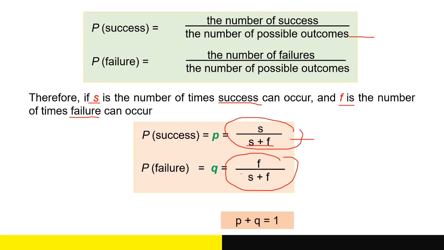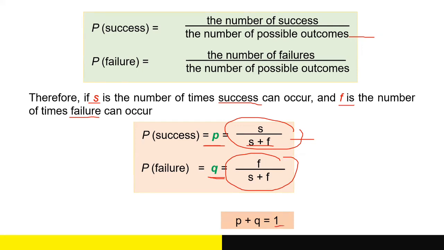As we have observed, there are two letters, p and q, where p represents the probability of success and q is the probability of failure. When we add these two values, their sum is equal to 1.